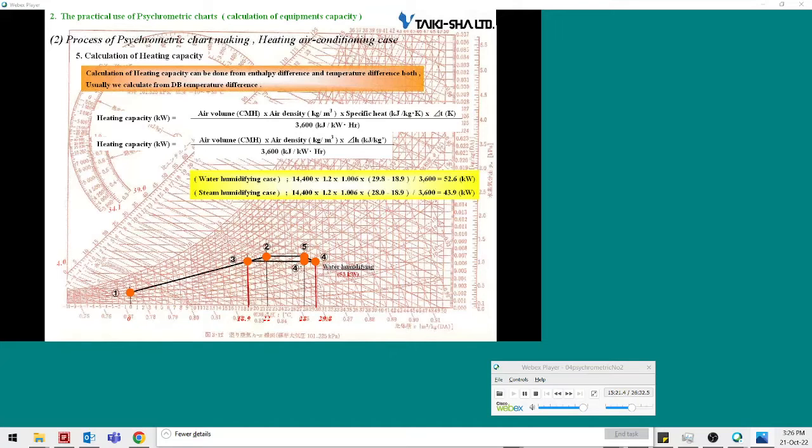For water humidification, the points of the coil inlet air and the coil outlet air are as shown on the slide. Using the difference between the 2 points, calculate the heating capacity. The calculation result is approximately 53 kilowatts. For steam humidification, the point of the coil outlet air is as shown on the slide. Using the difference between the 2 points, calculate the heating capacity. The calculation result is 44 kilowatts.